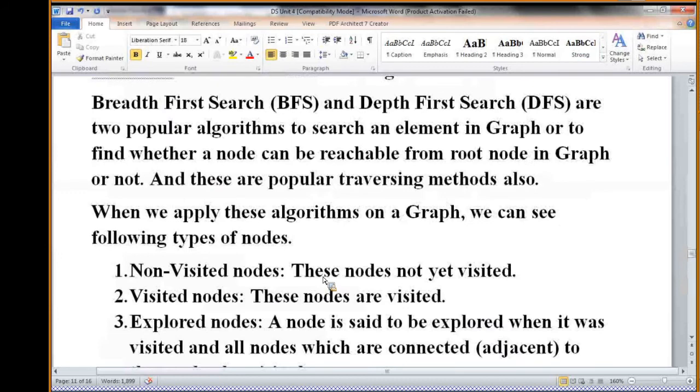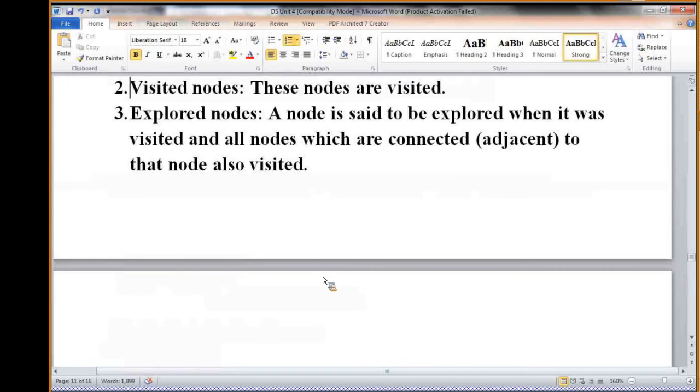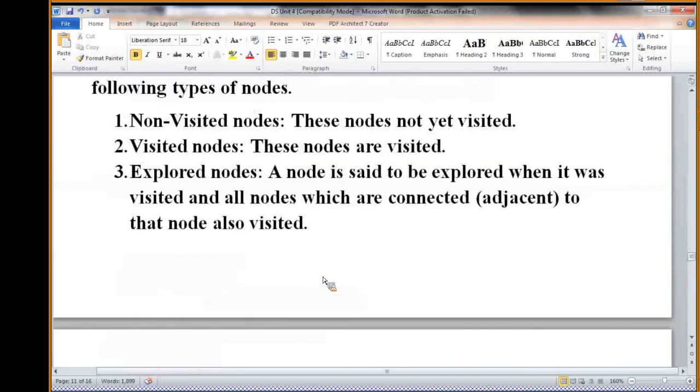Just see, there are 3 important points here: non-visited nodes, visited nodes, explored nodes. Non-visited means the nodes not yet visited. Visited nodes, these nodes are visited. All visited nodes will be stored in a separate array, the visited array. Once you visit, that node will be added to the visited array, so that whenever you want to do traversing, you will check whether it is visited or not.